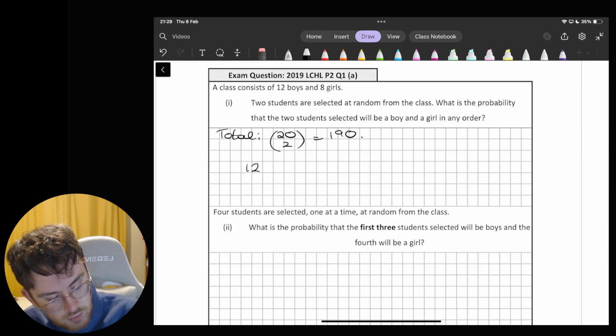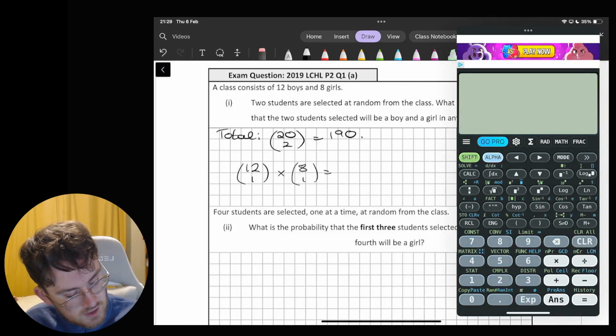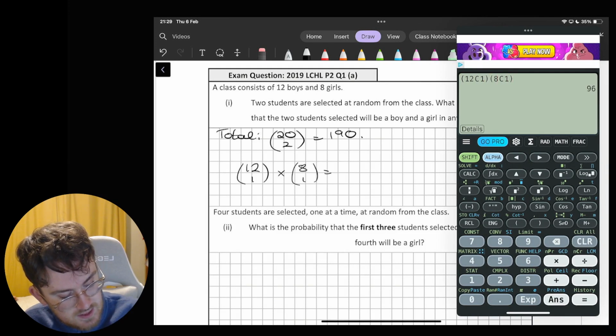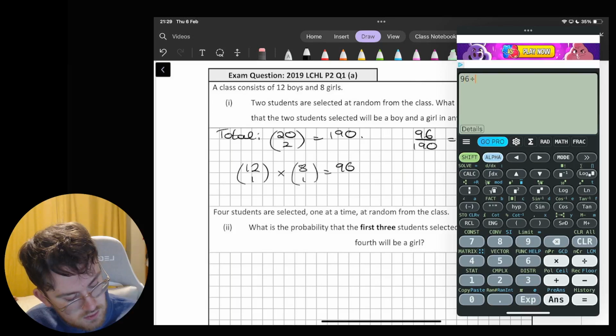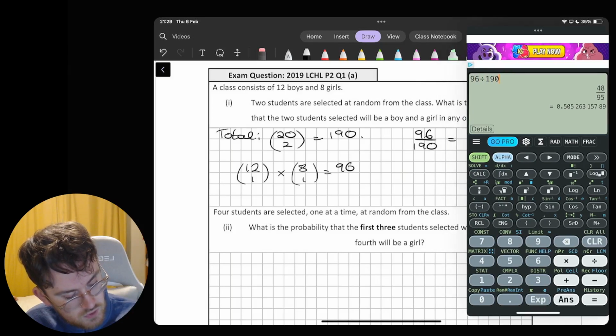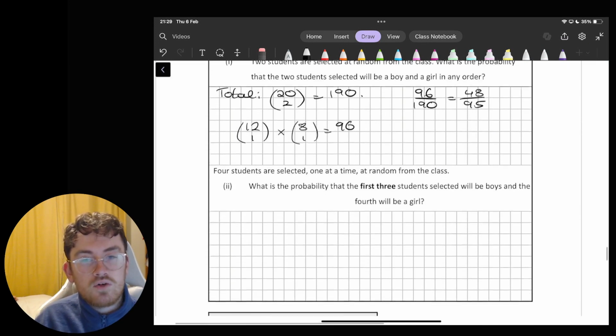Then we look at the specific case. So out of the 12 boys, I want to choose 1. And out of the 8 girls, I want to choose 1. That's going to give me 12 choose 1 times 8 choose 1, 96 here. So the probability then is 96 out of 190, which is 48 out of 95. So the probability of 1 boy and 1 girl is 48 out of 95.